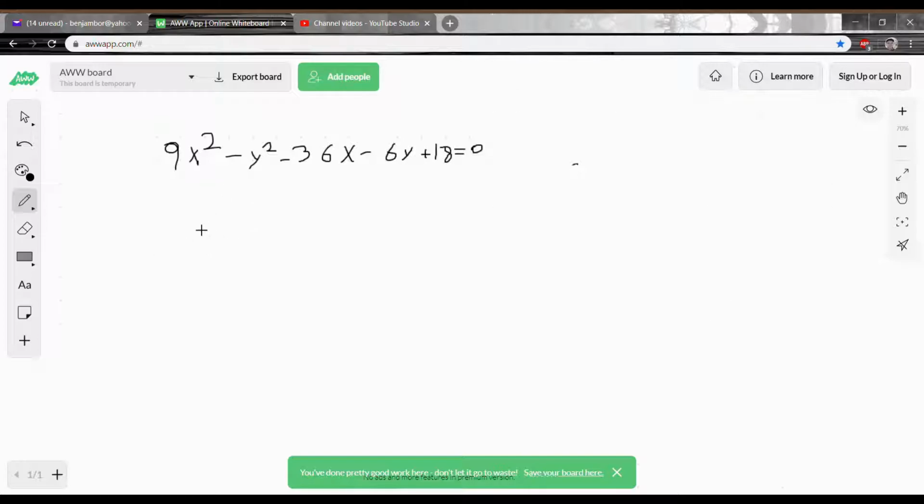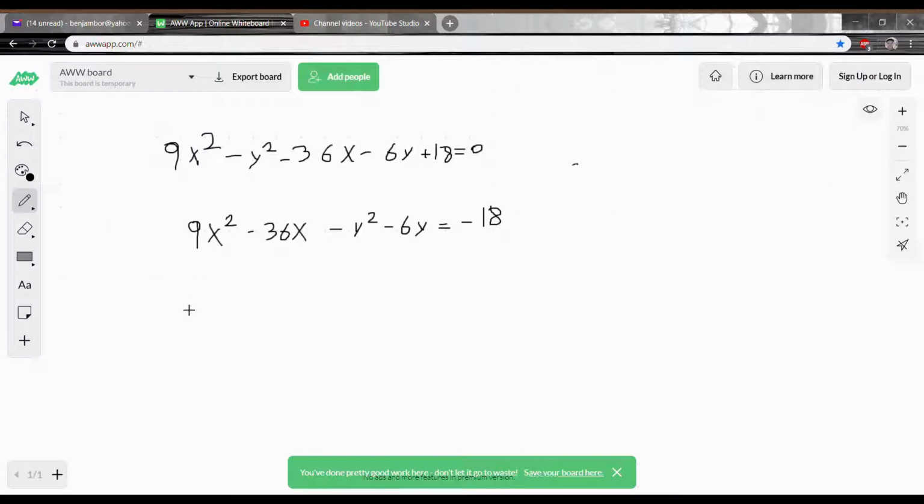So in doing that, let's put the 9x squared together with the negative 36x, and now we'll put together the negative y squared minus 6y. And let's move the constant 18 over to the other side, negative 18 over there. Now we can use completing the square to turn these into quantities squared. I can't remember the exact term for it at the moment.